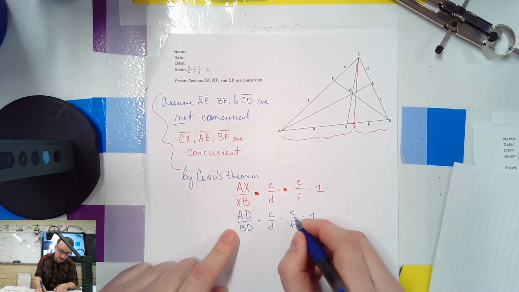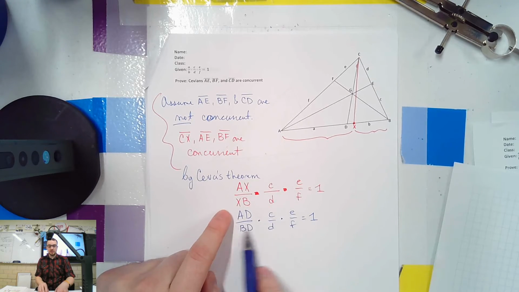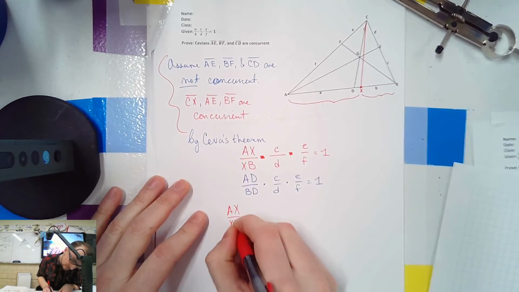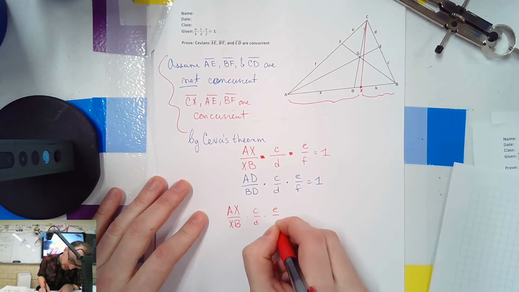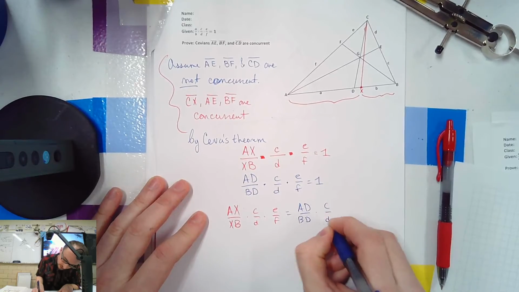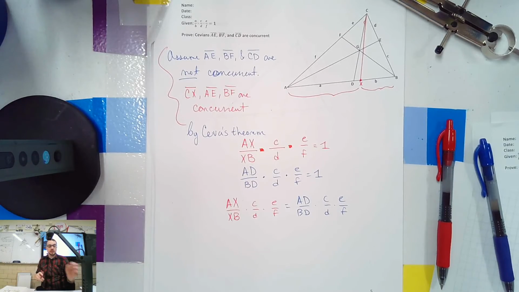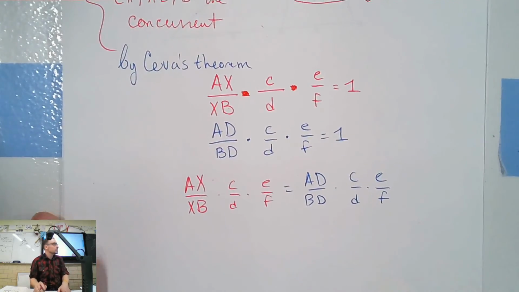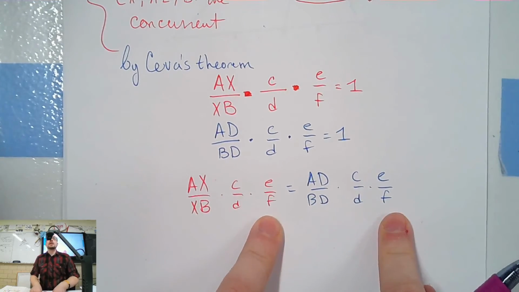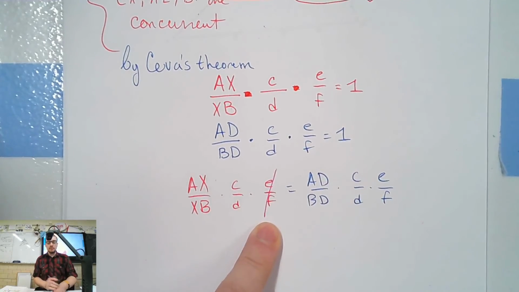Now, here's the thing. If this equals 1 and that equals 1, don't these two things equal each other? So therefore, AX over XB times C over D times E over F equals AD over BD times C over D times E over F. Now, here's where it gets weird, right? Or absurd. If this is true, then when I divide this side by EF, I have to do it to both sides, right? When I divide this side by EF, what do I get? 1, right? Anything divided by itself is 1.